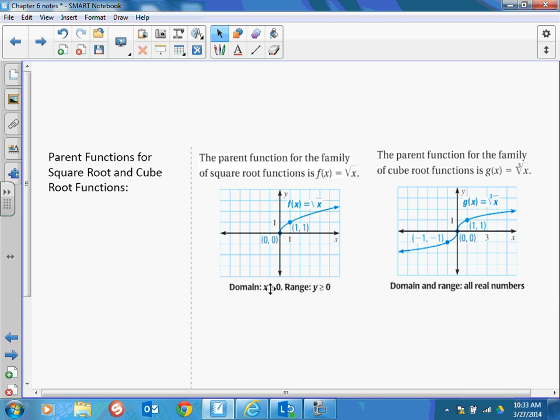The domain is x is greater than or equal to 0 because you see x is smallest at 0, and then it gets bigger from there. So every x is 0 or bigger, and then your y is greater than or equal to 0 because your smallest y is 0, and then every y from there gets bigger.